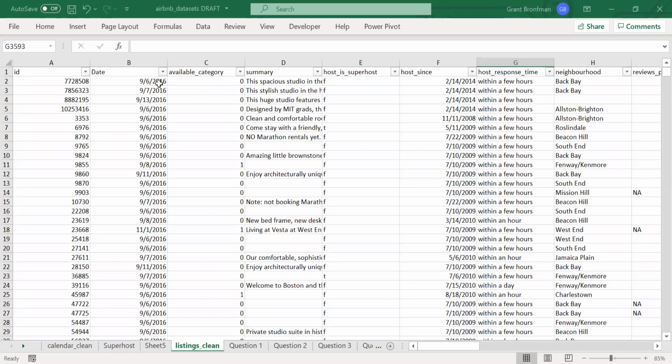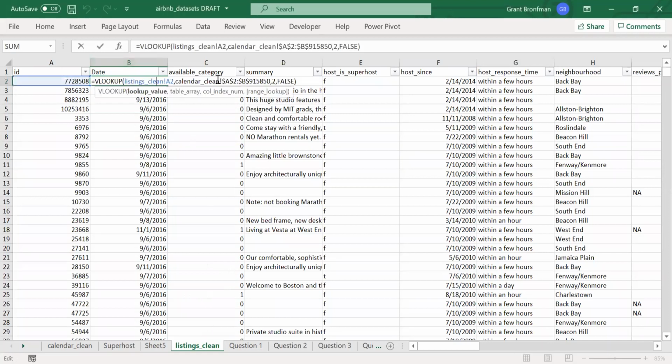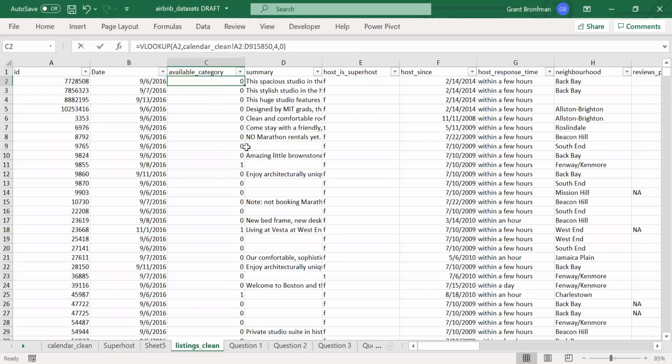We started out by using a VLOOKUP function to assign dates to each of the IDs. And as you can see, this is our lookup value. Our table array is in the previous calendar sheet. And then here we have the range, and we did the same thing for available category.